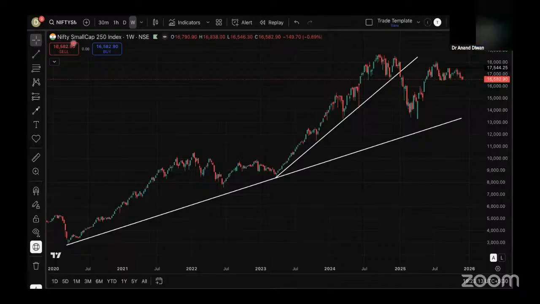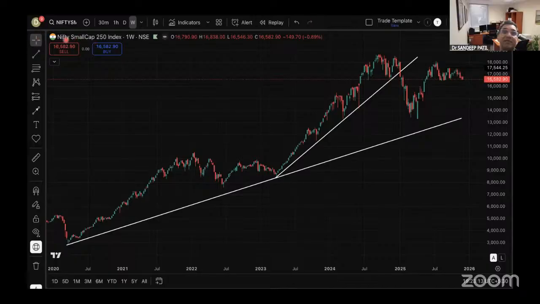Similarly, you can put it on an index, so the Nifty Smallcap 250 index. So this is the COVID low, March 2020. And look at this. After that COVID low, it has just gone up. This is showing the trend in the Nifty Smallcap 250 index.